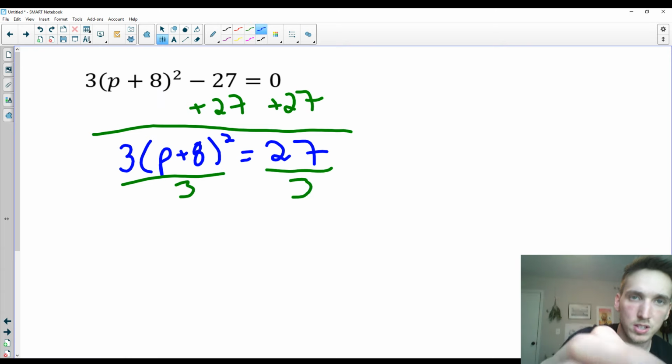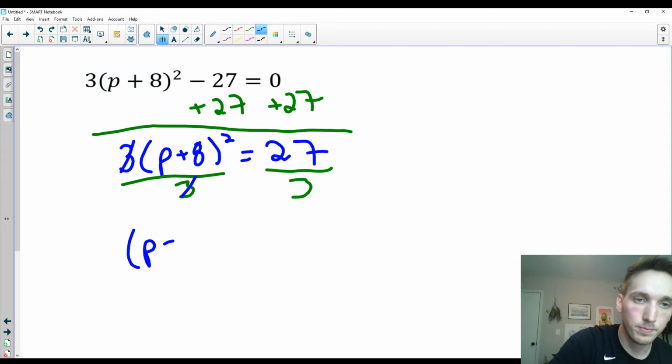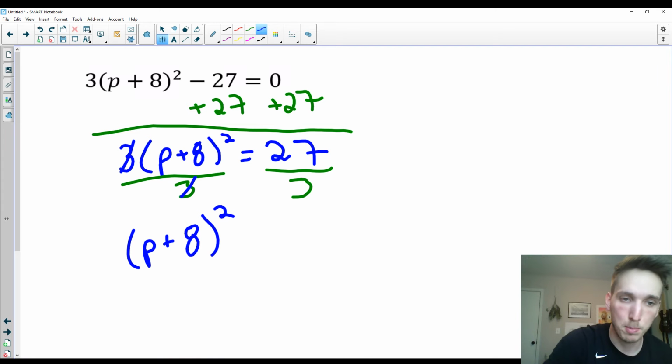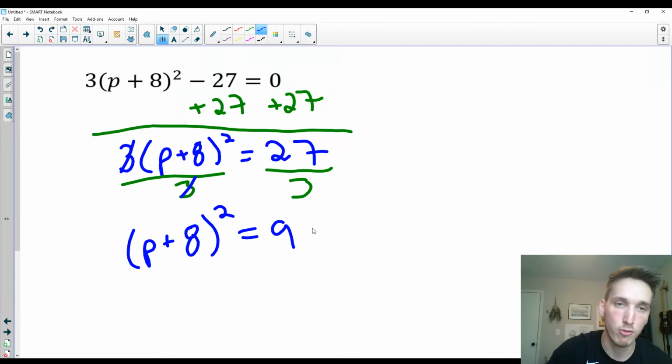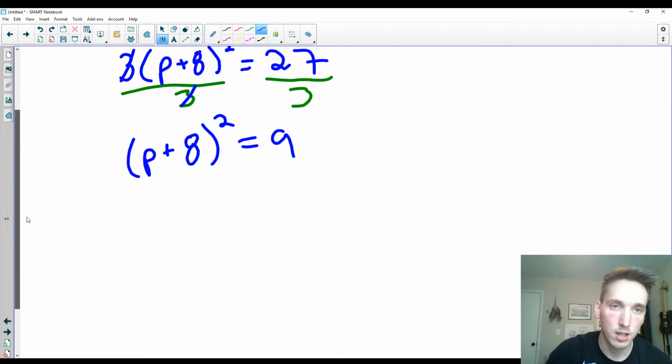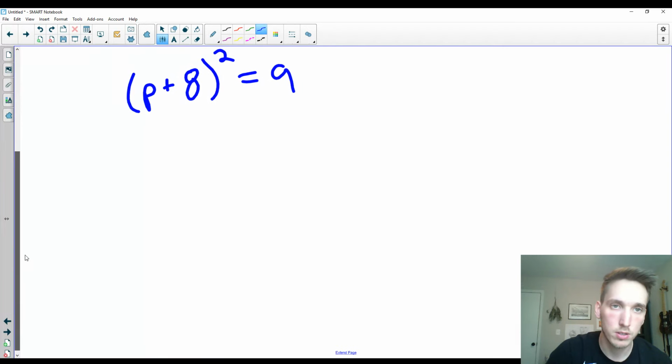Because 3 divided by 3 is 1. So I have 1 times p plus 8 squared, or just p plus 8 squared. 27 divided by 3 is 9, right? Now this looks like the example from before. I'm going to scroll down a little bit so we got some room to work. So p plus 8 squared equals 9.